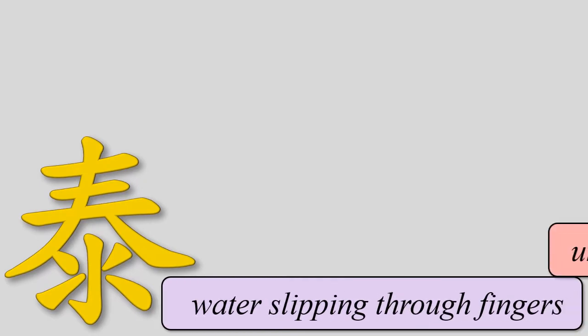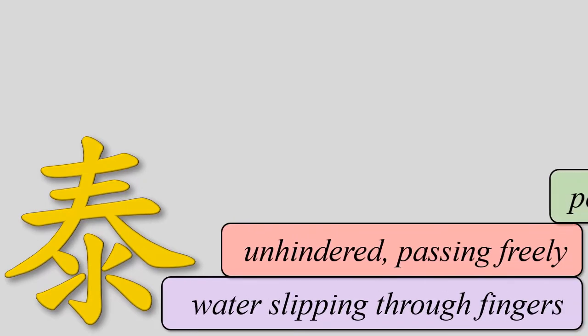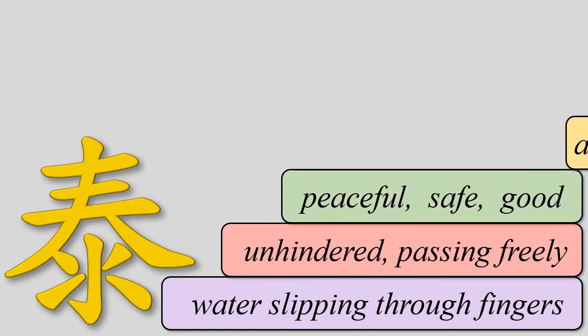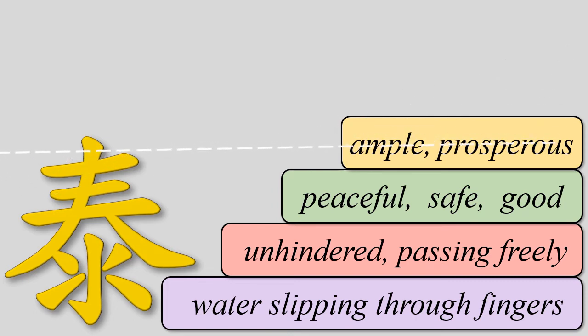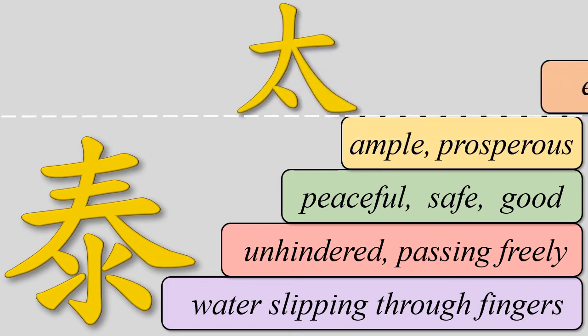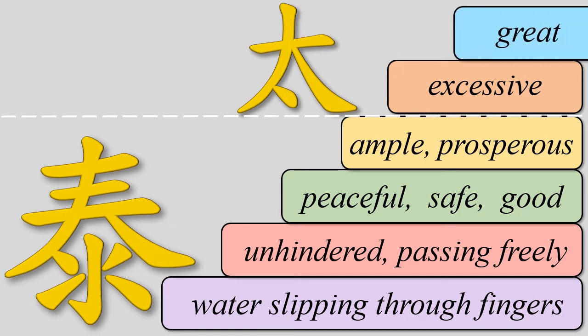As I said, these two characters are both pronounced fourth tone 太 and are often used interchangeably in older Chinese texts. Today, however, the two forms have been differentiated, with the water flowing through the fingers version referring to unobstructed movement, peaceful, safe, and prosperous, while the superior man version now indicates excessive amount or deference to elders.